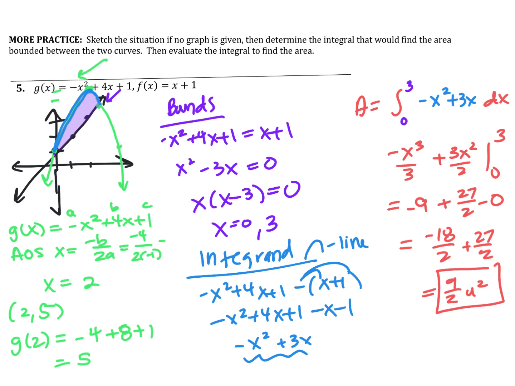So in this video, we talked about how to find the area between two curves by setting them equal to each other to find the bounds, by figuring out which function is forming the top portion of the area and the bottom so that we can set up our integrand, and then by evaluating the integral and including units squared at the end of our area.